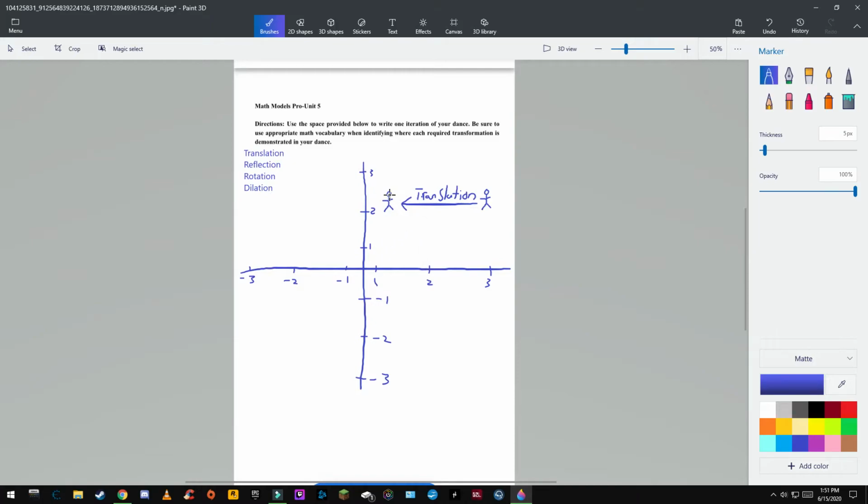Now let's say he's facing the crowd right now, right? He's facing the crowd, facing the audience, and then he turns to his right. So he's facing us, right? Say we're the audience. He's facing us.